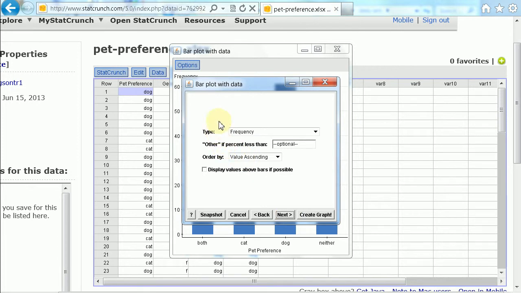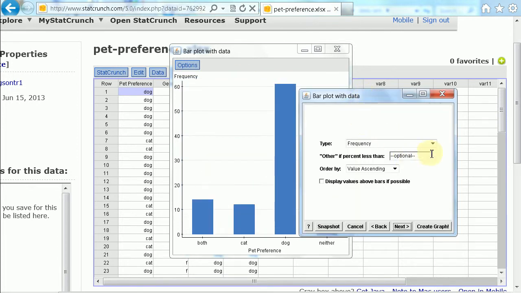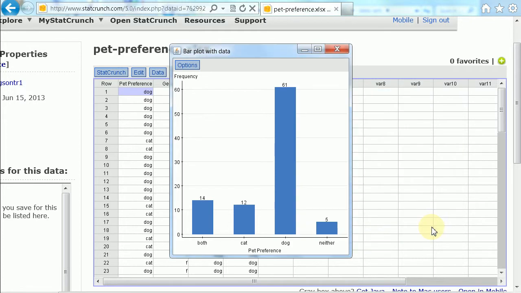notice again I can pick different types of bar graphs. I could pick frequency, relative frequency, a percent graph, and so forth. But one of the other options is I could have the graph display the values above the bars. Click Create Graph, and notice that StatCrunch created the graph, but also now provides the counts above each of these categories. 14 of the individuals that I surveyed prefer both cats and dogs. 12 prefer cats only. 61 prefer dogs only, and 5 prefer neither.